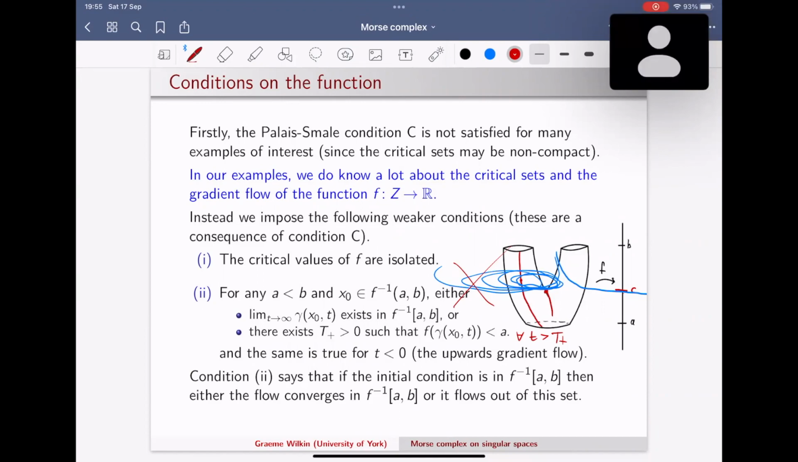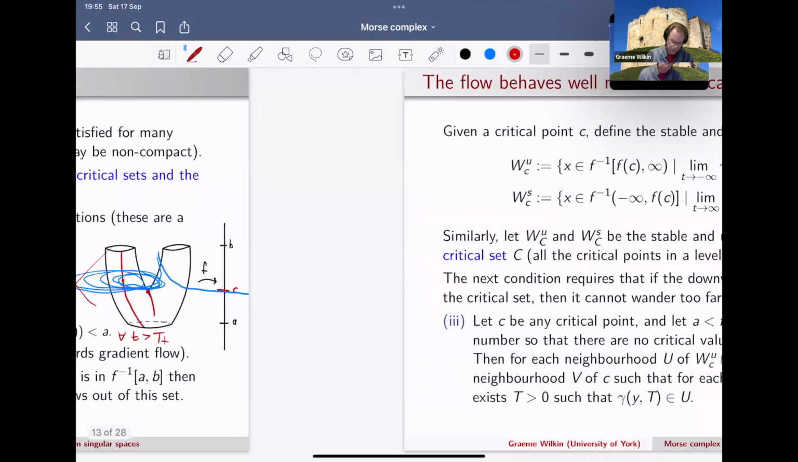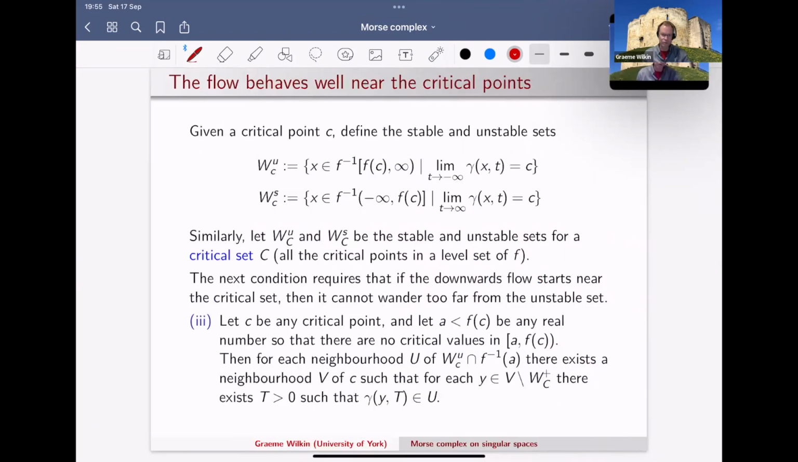But yeah, that's right, thanks for pointing that out. No worries. Okay, so this is condition 2, essentially a replacement for condition C. And then the third condition is that we need some replacement for the Morse lemma. So we need to know something about the behavior of the flow around the critical points. We can't have something arbitrarily bad happening. So just for notation, I'll define the unstable set. These are all the points that flow up to the critical set. And the stable set, the points that flow down to the critical set.